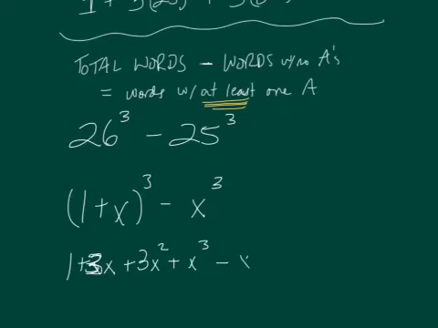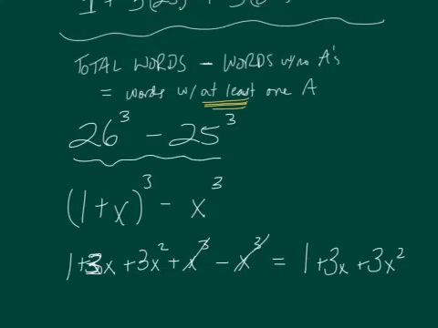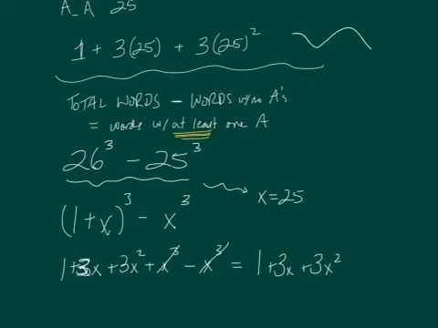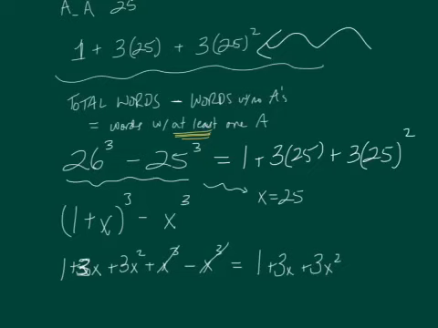And if I subtract off x cubed, this turns out to be 1 plus 3x plus 3x squared. And notice that 26 minus 25, I can just take x equal to 25. And look at this, that's exactly what we got up here. So this should be the same as 1 plus 3 times 25 plus 3 times 25 squared, because all I'm doing is FOILing this out and subtracting x cubed. Anyway, we can probably figure out the number.